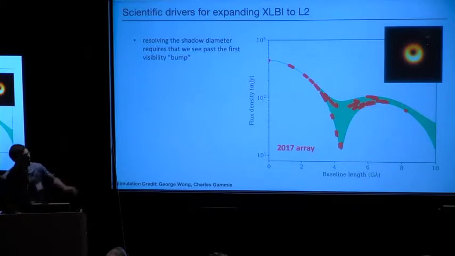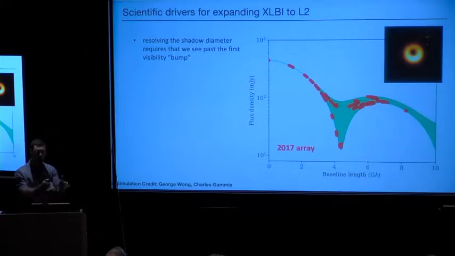And the critical thing that I really want to get across here is that this Fourier transform of a ring looks something like a Bessel function. And what I mean by resolve it is, you want to spatially resolve this ring in terms of the Fourier transform. That means you want to have baselines that get you past that first bump, right? You want to get past that first bump so that you can measure the diameter of the thing.